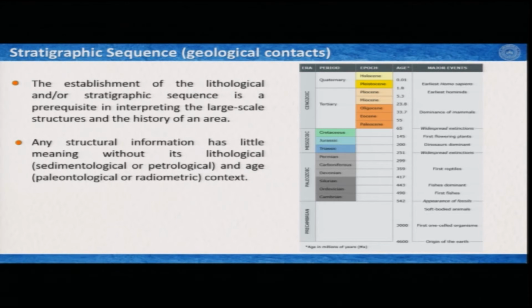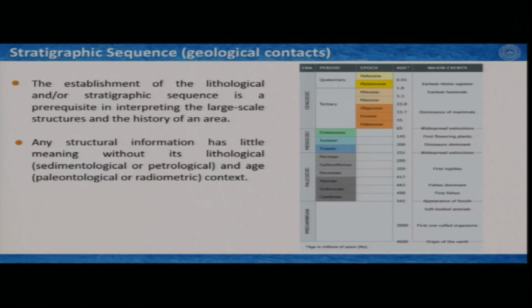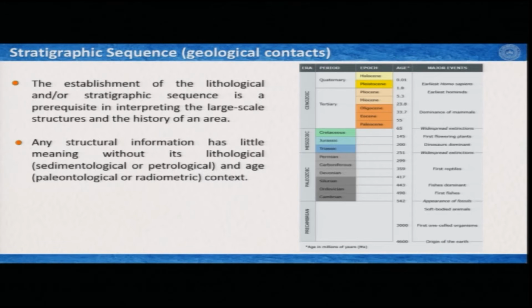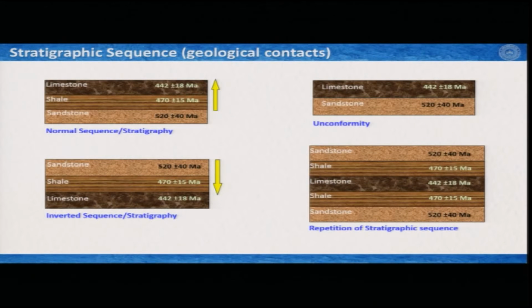It is also important to remember that any structural information, if you do not provide what is the age and what are the lithological consequences, does not make any sense to anyone. So, their age, their lithology, their stratigraphy with respect to the overall geological time scale is essentially important, and these become somehow more complex when we see different kinds of stratigraphic contacts. We will see later what the different kinds of stratigraphic contacts are, but it is important that there are some normal stratigraphic contacts.